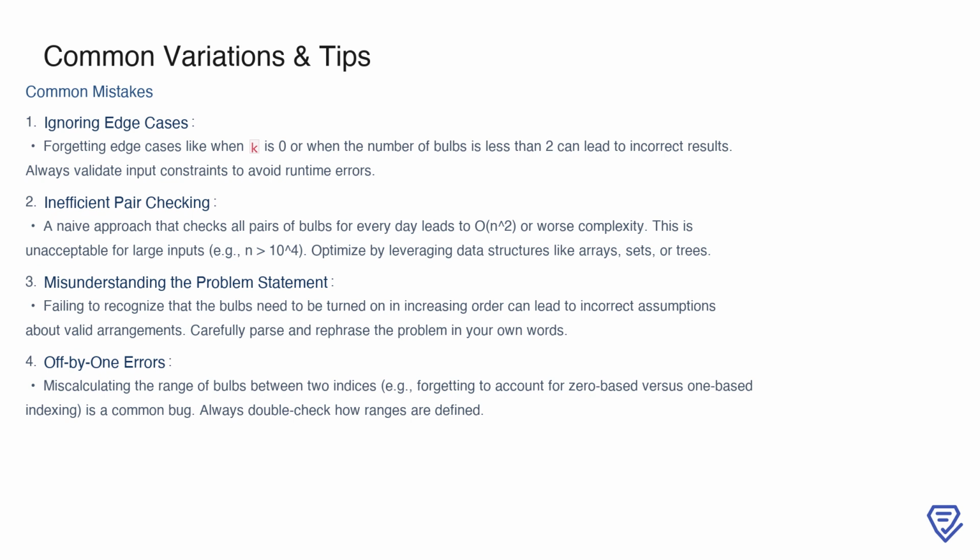Additionally, misunderstanding the problem statement can lead to incorrect solutions. For example, assuming bulbs don't need to be turned on in a specific order can result in invalid arrangements. It's helpful to carefully rephrase the problem in your own words to clarify its requirements. Lastly, off-by-one errors are another common pitfall, where the range of bulbs between two indices might be miscalculated due to confusion between zero-based and one-based indexing. Always double-check how ranges are defined to avoid these errors.